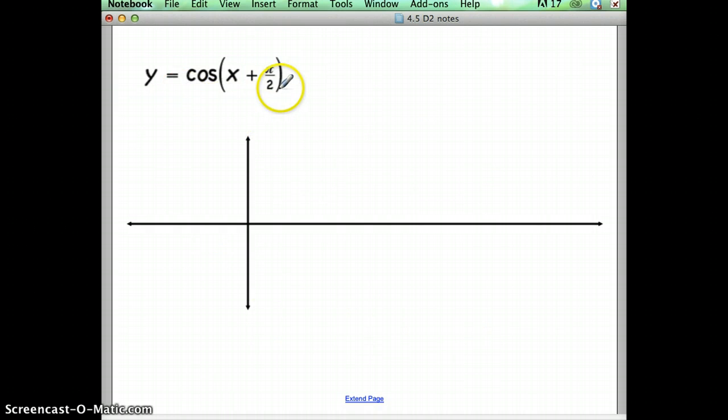Okay, now we're going to do cosine with a shift. So it's a shift which way? If it's inside the parentheses, that's left or right. It's a plus pi/2, so that would be a shift to the left. So let's start with just the basic cosine graph. Okay, so just the parent function cosine.